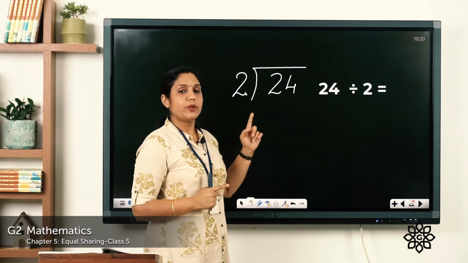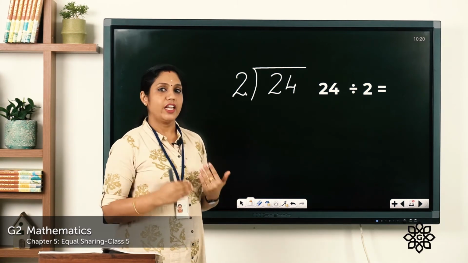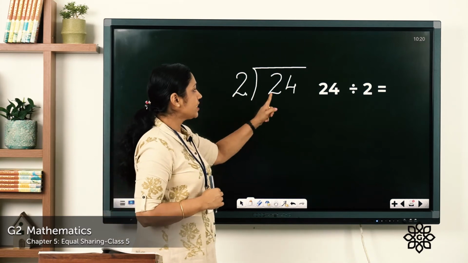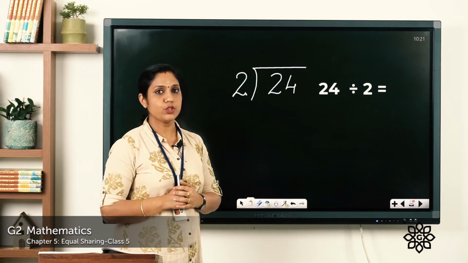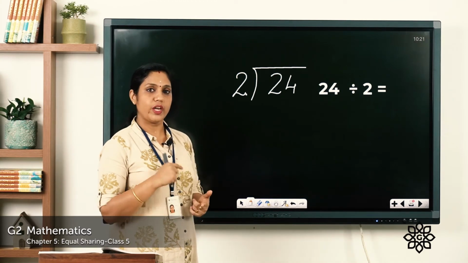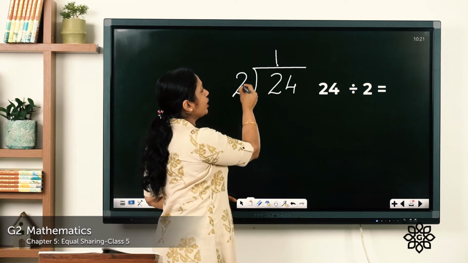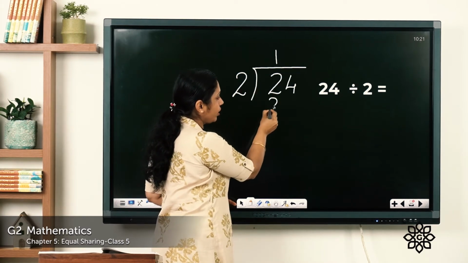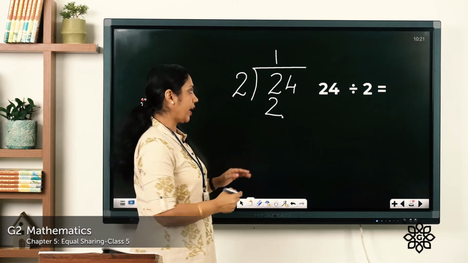It is 2, because we always start from the left side for division. That is the difference in division. So let's take the number 2. How many times in 2's table do you get the number 2? 2 ones are 2. So where do you need to write that one? On top of the tens place, and 2 ones are 2, that you need to write under the tens place. The next step is to subtract.